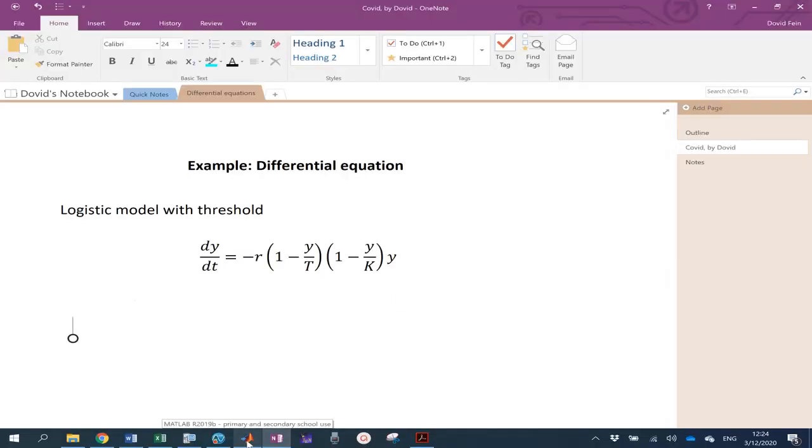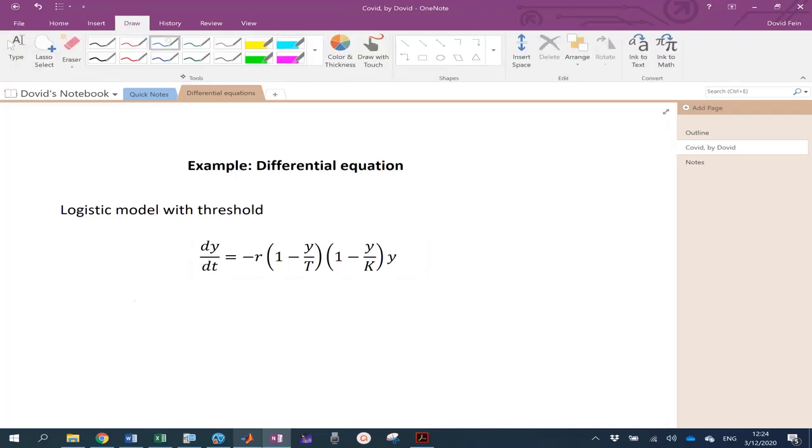So I'm going to introduce differential equations with the logistic model, and this logistic model is slightly different than the classic one you may have seen. This one also has a threshold in it, and this is a differential equation because it contains a derivative. So right over here we see a derivative, dy/dt, and what we're looking for is what is y of t, what is it equal to? And that's going to be the solution to the differential equation.